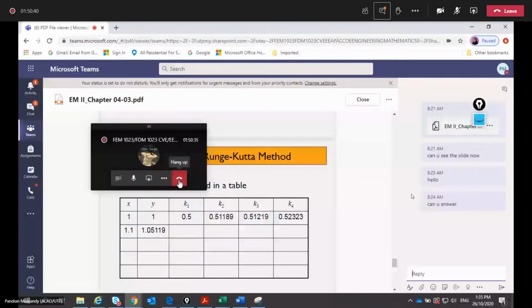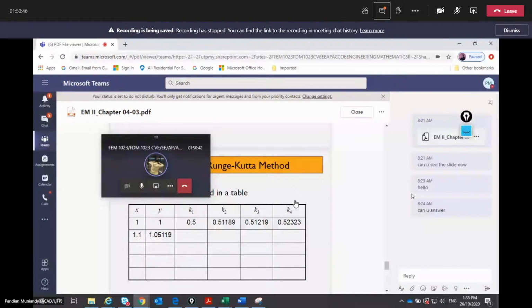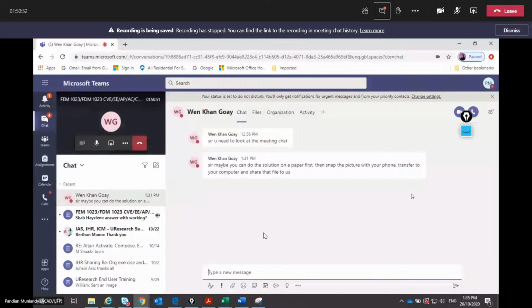Yes, sir. So you need to write in the meeting chat. Where is it? In the chat? Meeting chat. Oh, you wrote here. So you need to look at the meeting chat. Maybe you can do the solution on paper first, then snap a picture with your phone, transfer it to your computer and share the file.